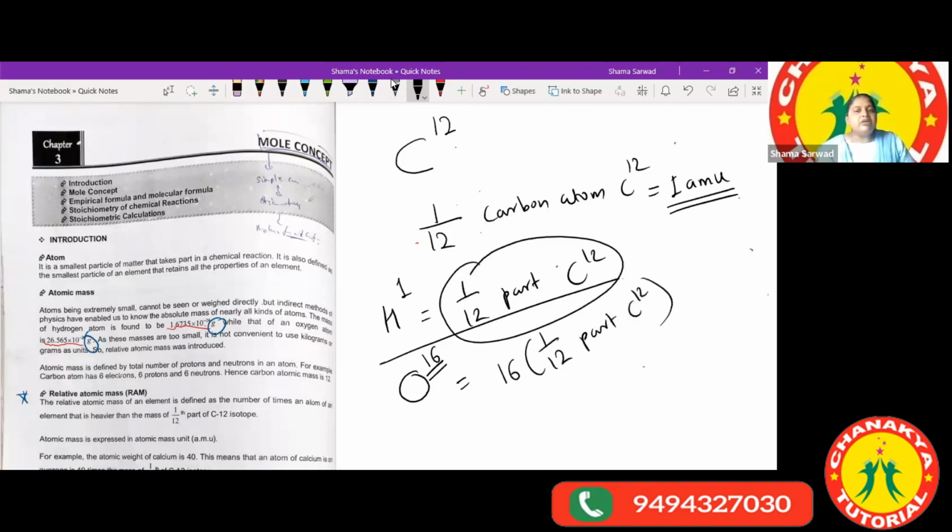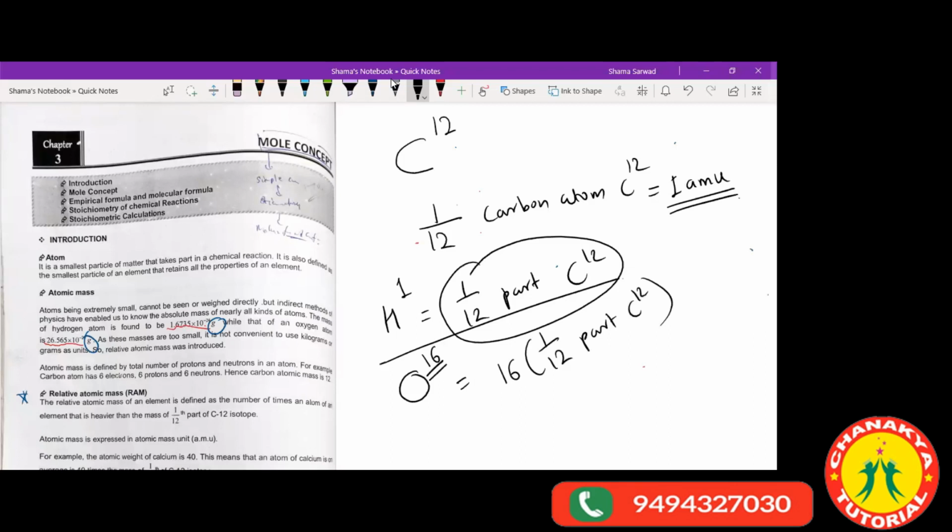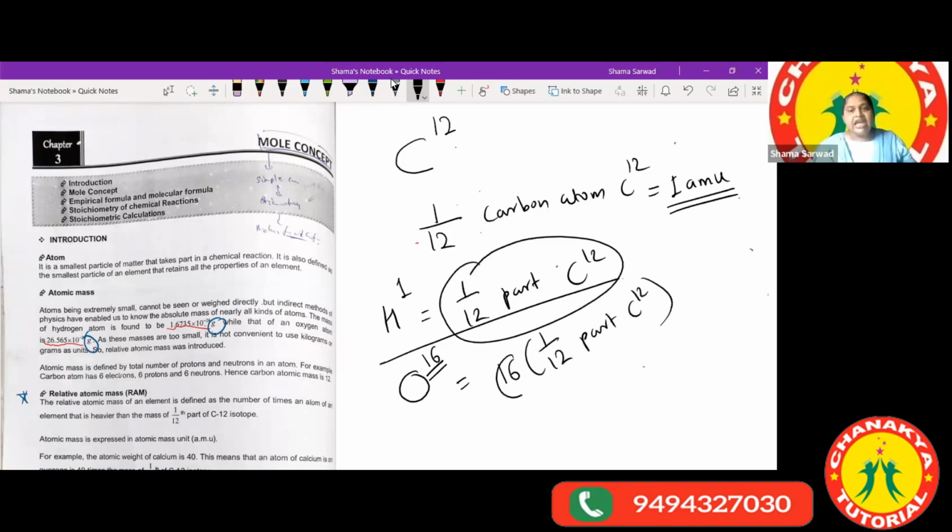Because 1/12 part of carbon-12 is nothing but 1 unit. So how many do you take to balance oxygen? 16. And hence the atomic mass of oxygen is 16. So nitrogen has an atomic mass of 14. Why does nitrogen have an atomic mass of 14?